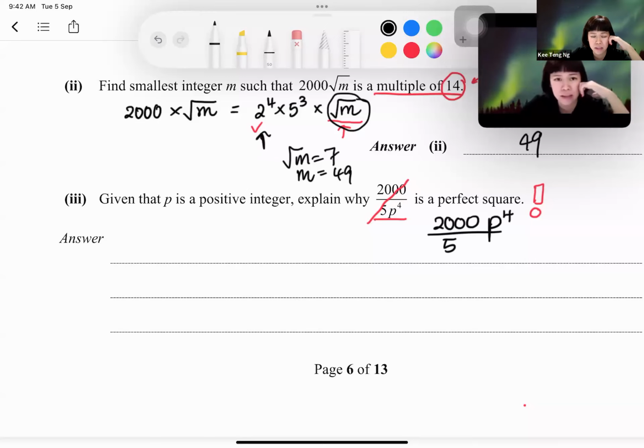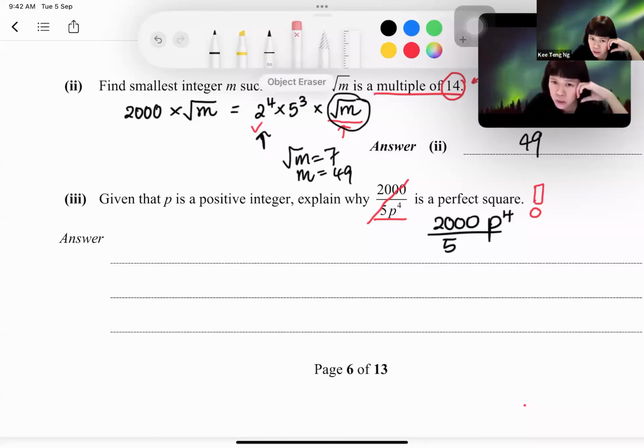Why I say that this question is not valid is because if P is such a number that makes the whole value a fraction, it cannot be a perfect square. A perfect square must be an integer. Now, if I change it in this manner, this one will be explainable.